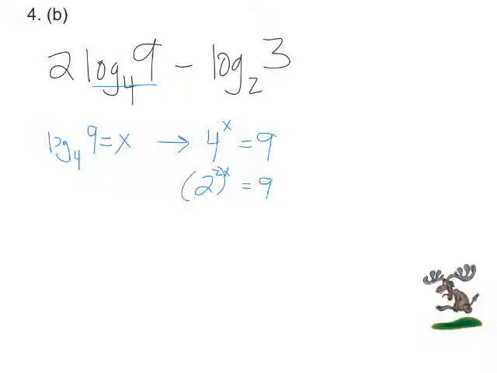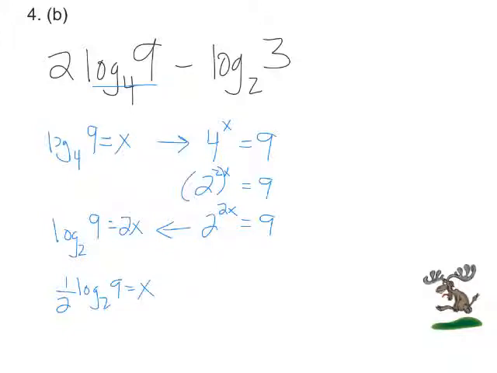If I do that, what I can then do is convert back to a logarithm and say that what we have is log base 2 of 9 is equal to 2x, or I can put the 1/2 out front, i.e. divide the 2 across. So now what I've done is I've taken this and converted it into a base 2. And keep in mind there was always the 2 floating around out in front that we need to account for.